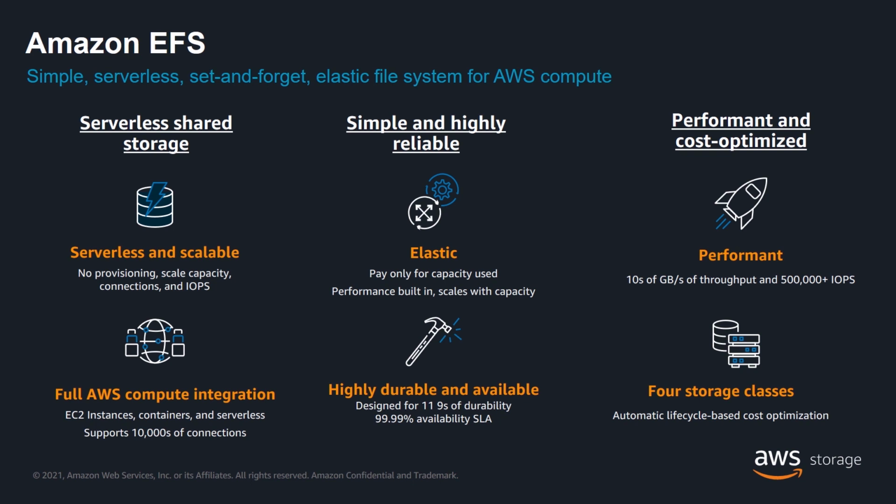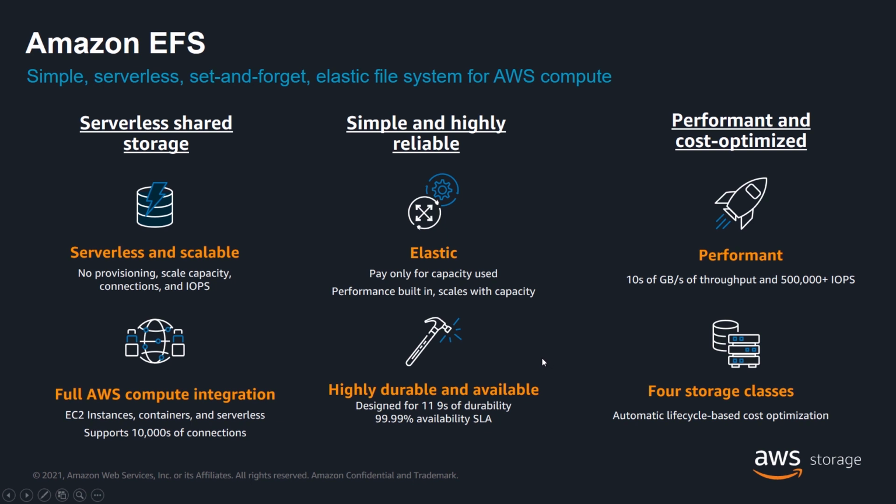In terms of performance, EFS provides low, consistent latencies, single-digit millisecond range, and can scale up to tens of gigabytes per second of throughput and support over 500,000 IOPS. And we'll talk about performance a little later as well. In terms of storage classes, EFS also provides automatic cost optimization, where infrequently accessed files automatically move to a lower cost storage tier, saving you up to 92%.